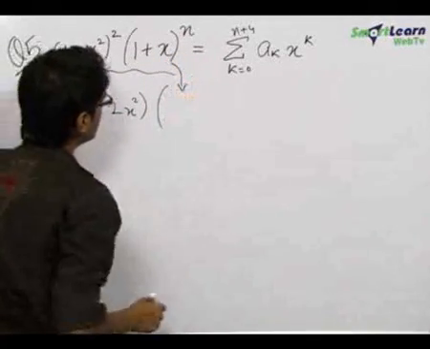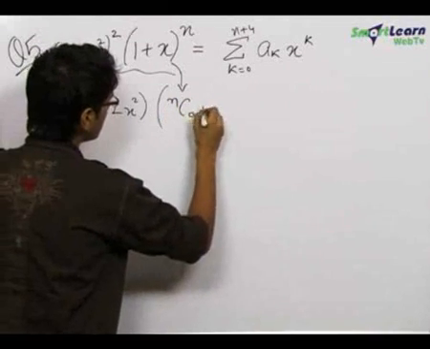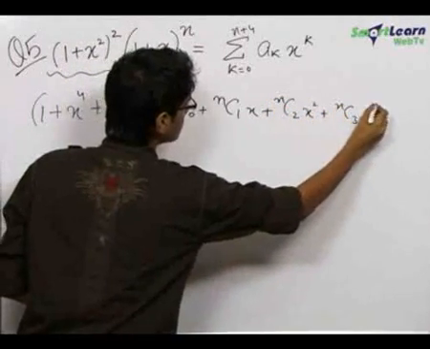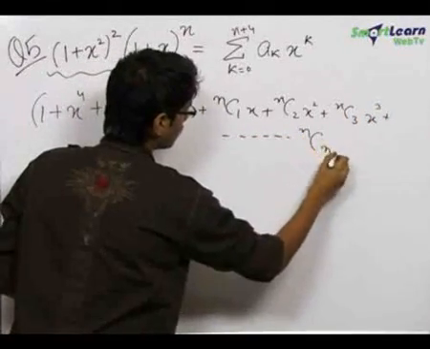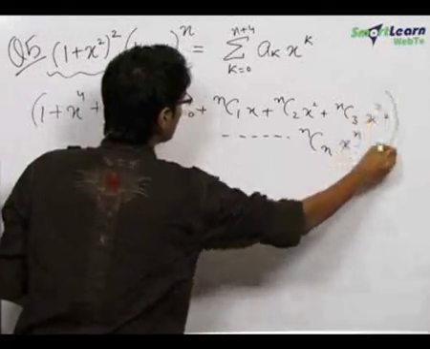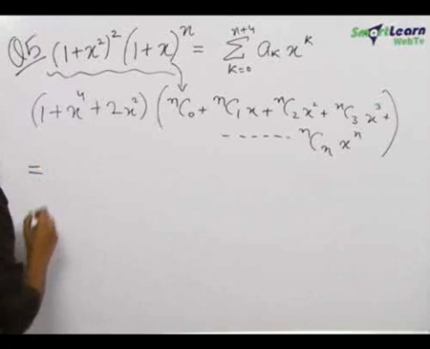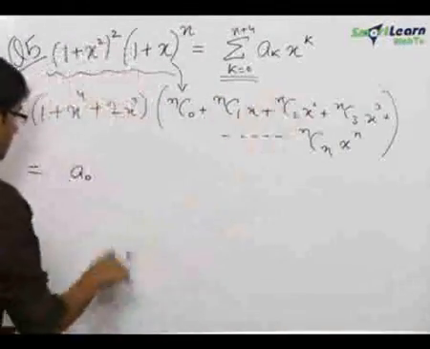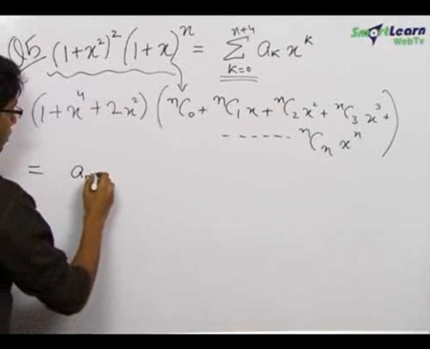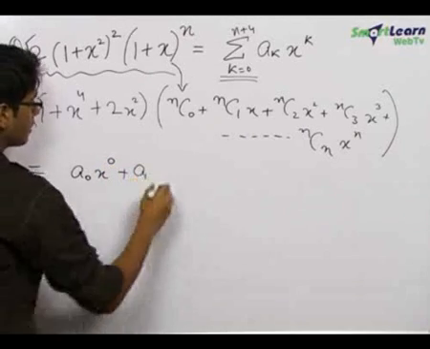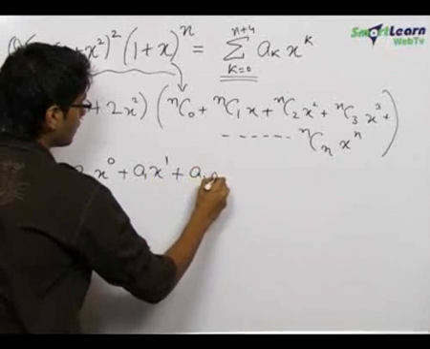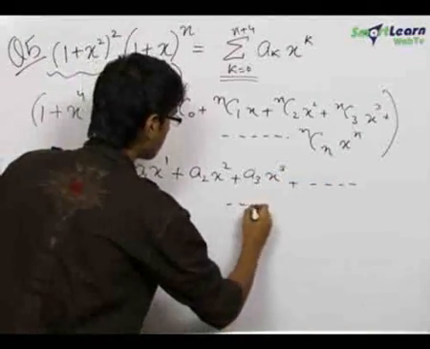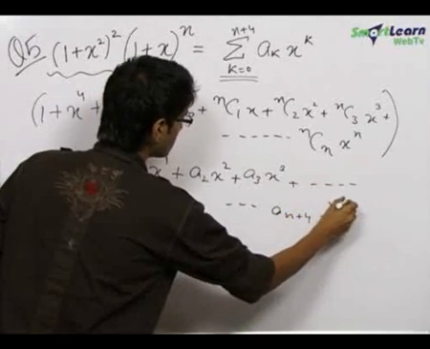Now this expansion we would put here. We get nC0 + nC1 x + nC2 x² + nC3 x³, going in the similar fashion up till nCn xⁿ, which will be equal to, we put different values of k and write the expansion which is present in the right hand side. We get a0 x⁰ + a1 x¹ + a2 x² + a3 x³, going in the similar fashion up till a(n+4) x^(n+4).